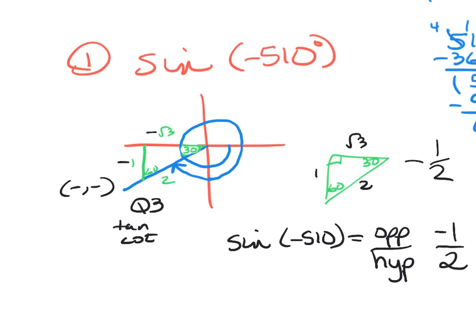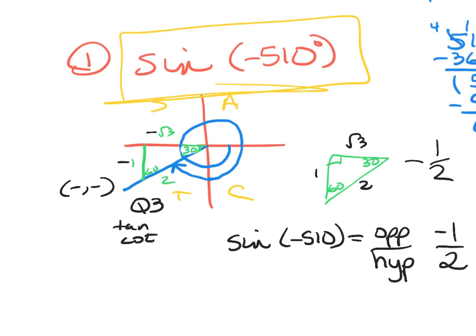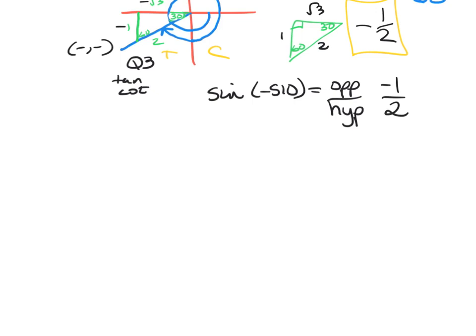So either way, I would confirm with that all students take calculus. That will help you double check your answer. Again, my angle ended up, the terminal side was in quadrant 3, and I know in quadrant 3, the only answers that would be positive would be tangent and cotangent. And because I was doing a sine problem, I know my answer needed to be negative. So this was the questions like 12 through 15.